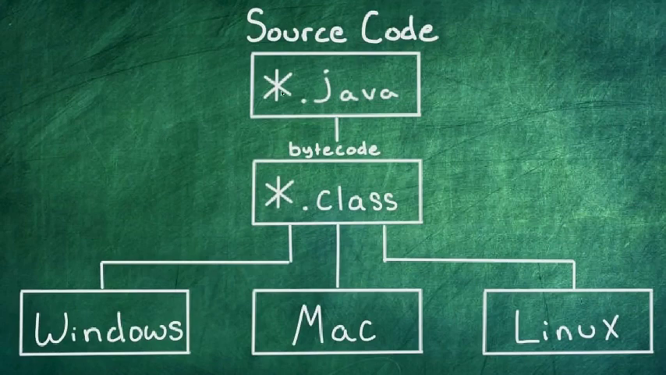But just to overview, we write Java code and we do that with the help of the JDK. And then we compile our Java files to .class files, which contain bytecode. And then this bytecode is run by these different operating systems using the JRE.